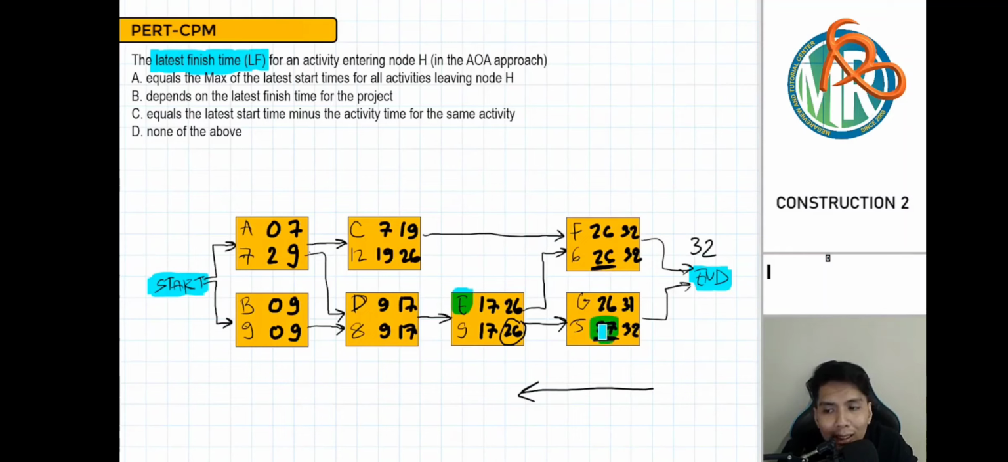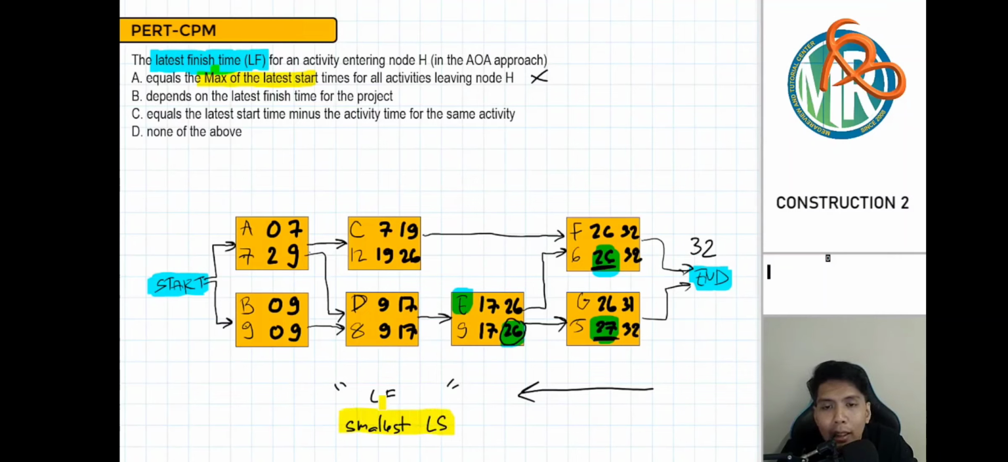So, as you can see here, the late start is 27, the other late start is 26, which one did we use? We use 26, di ba? Because for the late finish, we are using the smallest late start. So in that sense, late finish is the smallest late start of its successor. Therefore, letter A, this statement is wrong. Kasi ang wordings niya dyan is maximum late start, which is wrong, di ba? Kasi late start natin, pinakamaliit yung ginagamit as yung late finish ng ating activity.